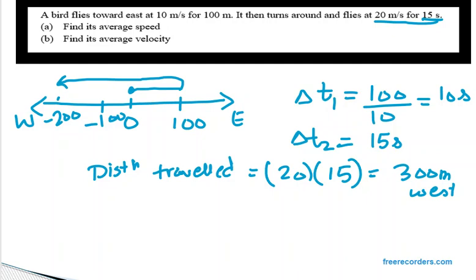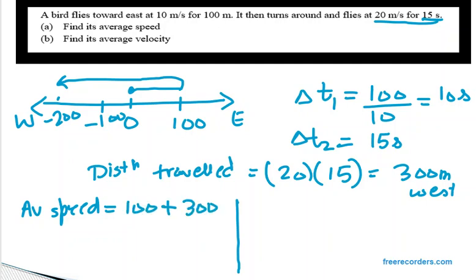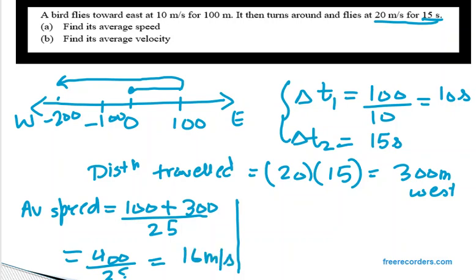Now, as you know, we need to calculate two things: average speed and average velocity. Average speed will be total distance over time taken. The distance traveled is 100 plus 300, divided by the total time taken, which is 10 plus 15, that is 25. That is 400 over 25, equal to 16 meter per second.